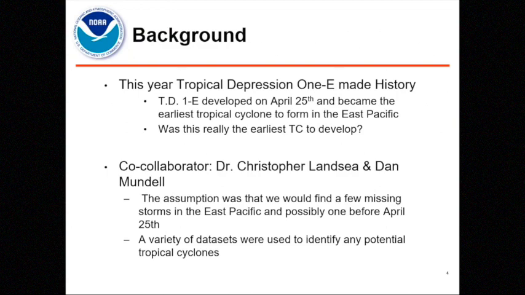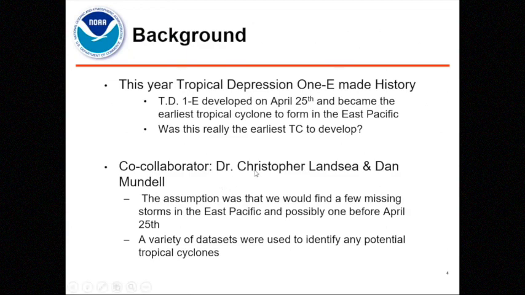So I'll give you a bit of background on our motivation for this project. This year, there was a lot of media attention for Tropical Depression 1E, which made history for being the earliest tropical cyclone to develop in the East Pacific. And we really questioned, was this really the earliest tropical cyclone to develop, or has it just not been discovered yet?